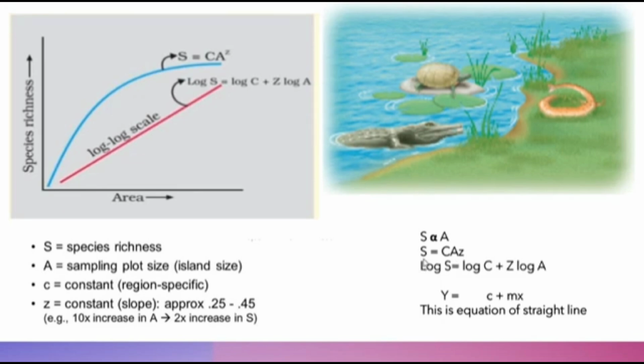So if we consider this equation in the log form, the equation will be log S = log C + Z log A. When we take this log S as Y, the equal symbol as it is, log C as C, plus instead of Z here we take M, and log A as X, when we write like this, you can see that it is the equation of a straight line. So when we plot the graph, we will get a straight line. Here you can see the log scale. When we plot a graph on the log scale, we get the straight line.